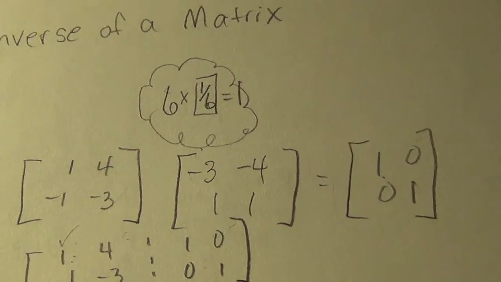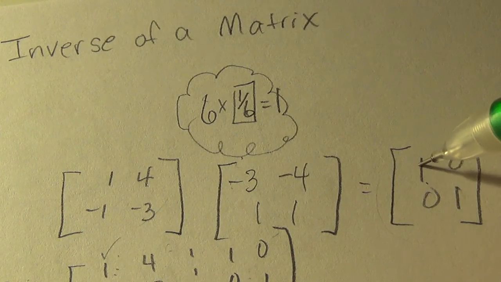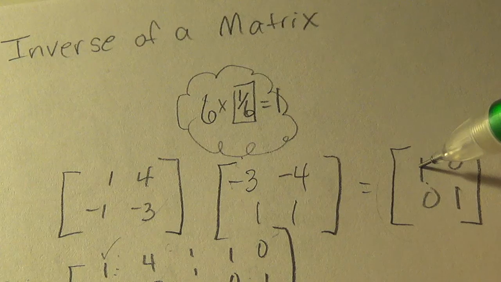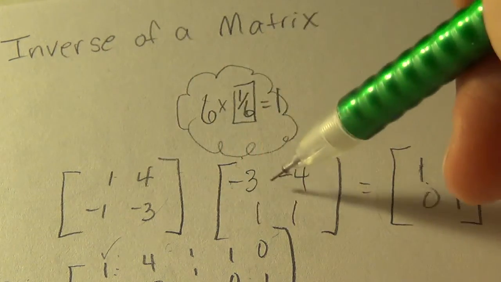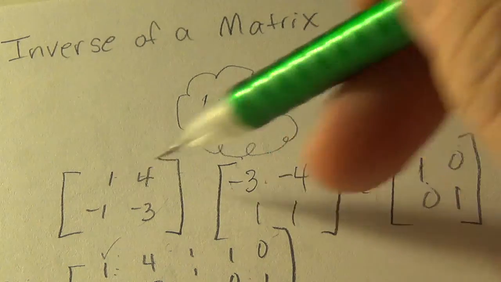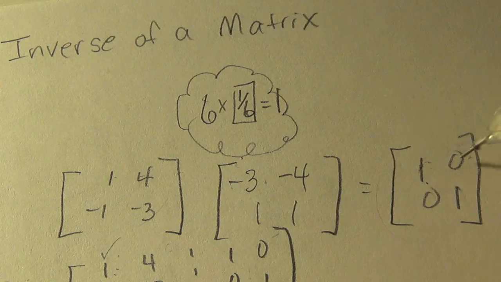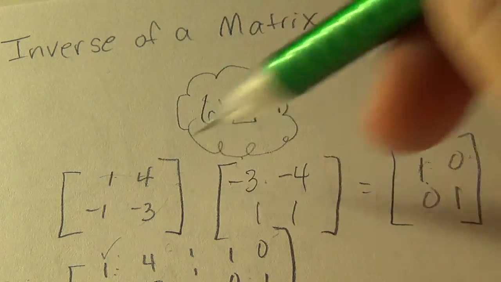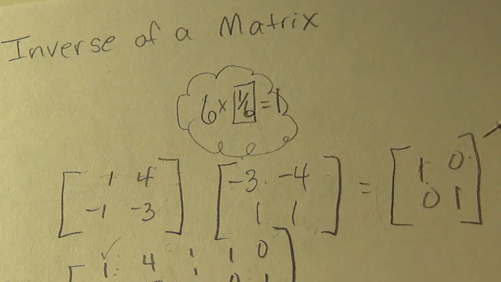Alright, so we learned how to multiply matrices. So to get that entry, it's in the first row, first column. First row, first column, 1 times -3 plus 4 times 1. It is 1. This is in the first row's second column. 1 times -4 plus 4 times 1, 0.